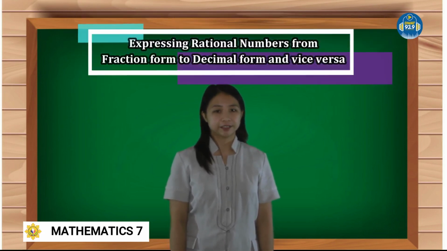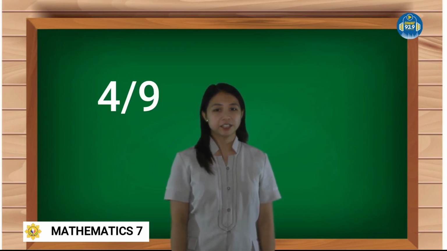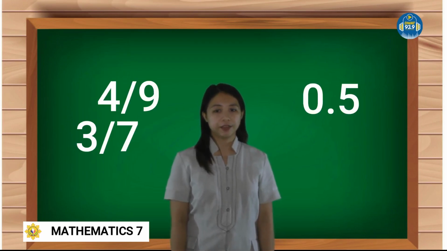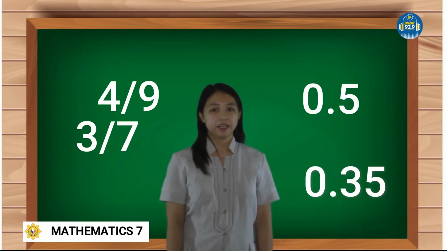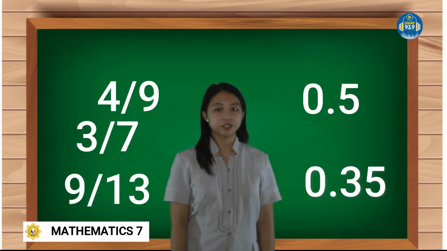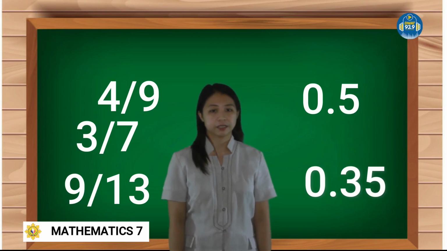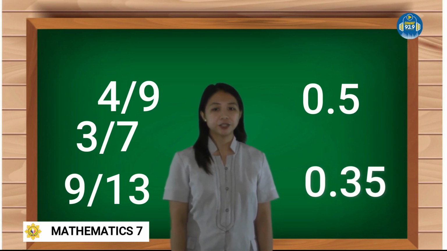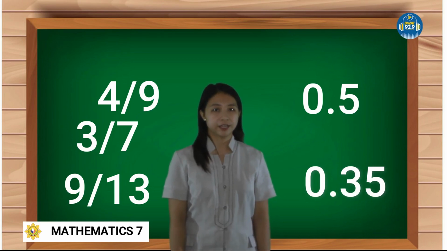So, let's start. Study the rational numbers 4 over 9, 0.5, 3 over 7, 0.35, 9 over 13. Arrange them from least to greatest. Remember, a rational number is a number that can be expressed as the ratio of two integers. Now, what's your answer?